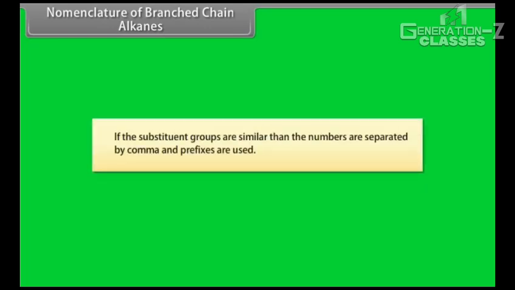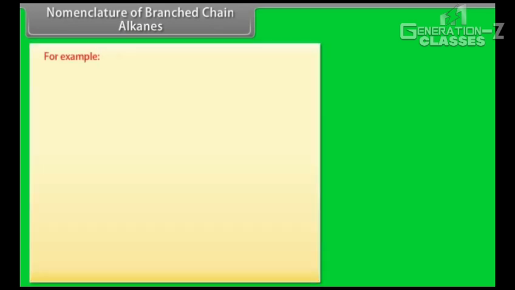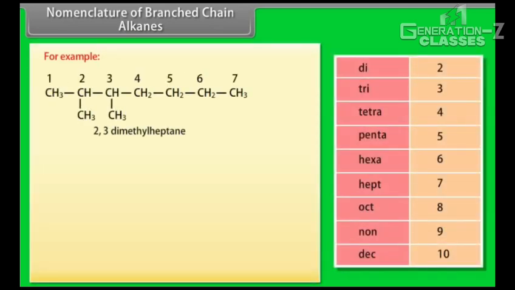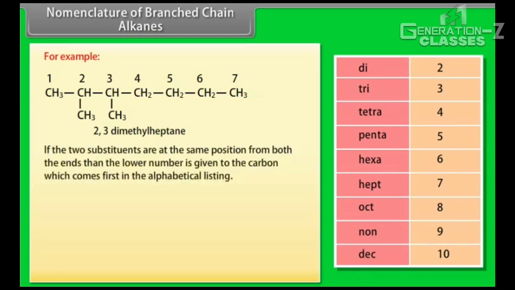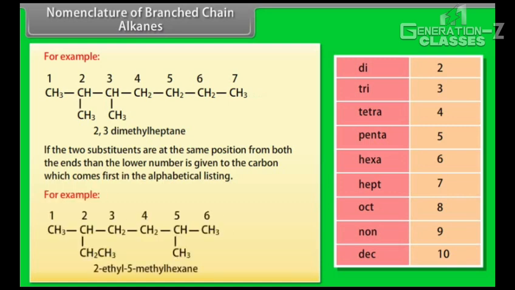Nomenclature of branched chain alkanes. If the substituent groups are similar, then the numbers are separated by commas and prefixes are used, such as given below. If the two substituents are at the same position from both ends, then the lower number is given to the carbon which comes first in the alphabetical listing. For example, 2-ethyl-5-methyl hexane.